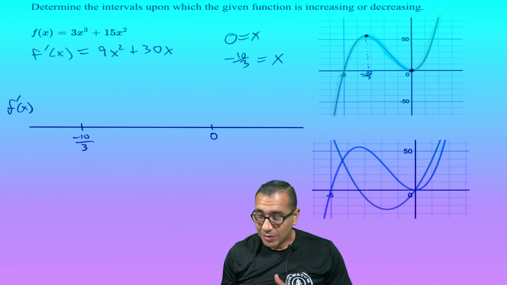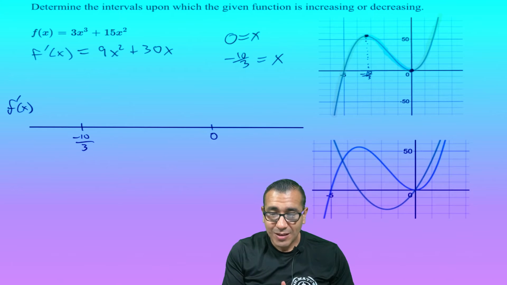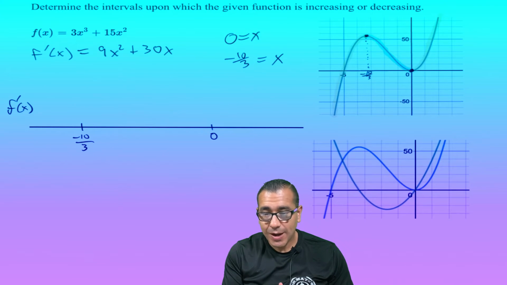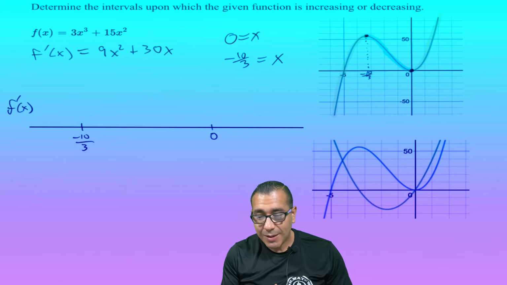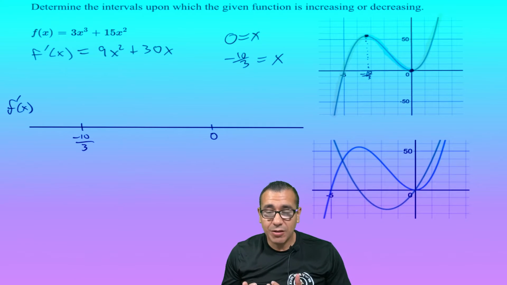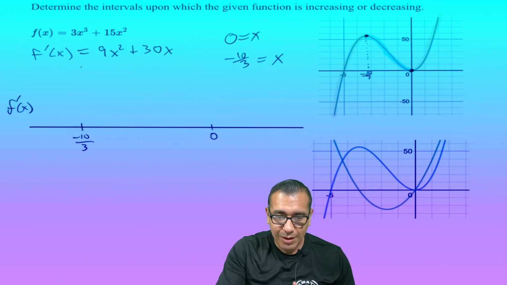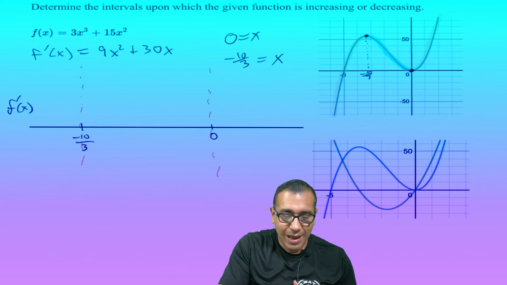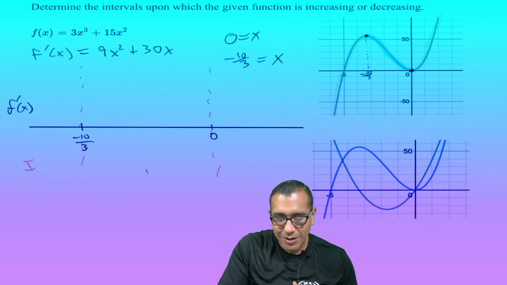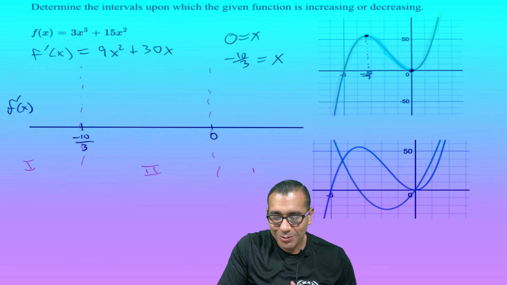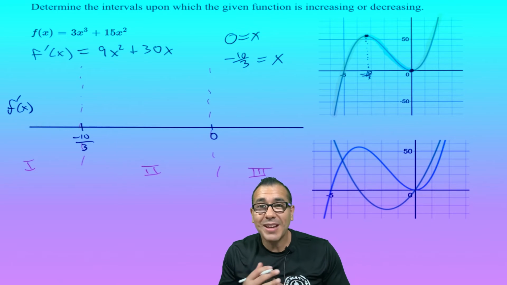All right, so let's go ahead, and I took those zeros, right, and I put them on our number line because this is what's going to create our intervals here. So if I just draw like a little imaginary line here, what we're going to see is we're going to have interval 1, interval 2, and interval 3. So we have 3 intervals here.